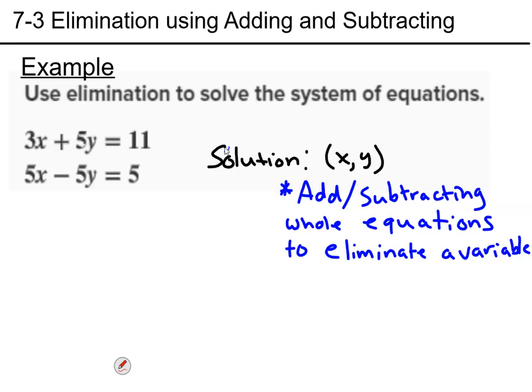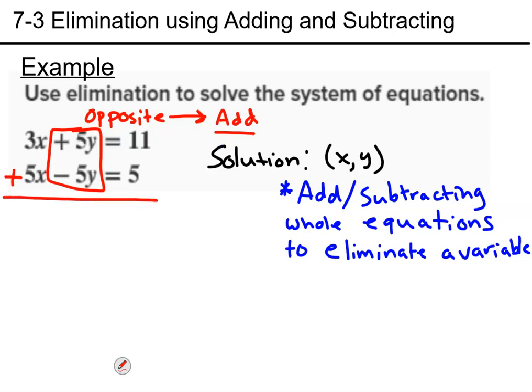If you take a look at these 2 equations, 3x plus 5y equals 11 and 5x minus 5y equals 5, you can tell that these 2 terms are opposite. One's a positive 5, one's a negative 5. This tells us that we need to add the 2 equations together, just like we used to add 4-digit numbers in elementary school. When we add those 2, the 5y plus a negative 5y is going to cancel out.